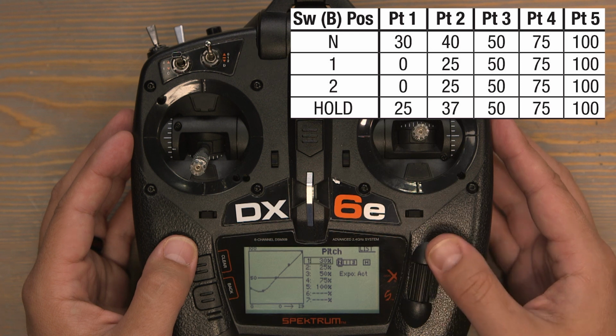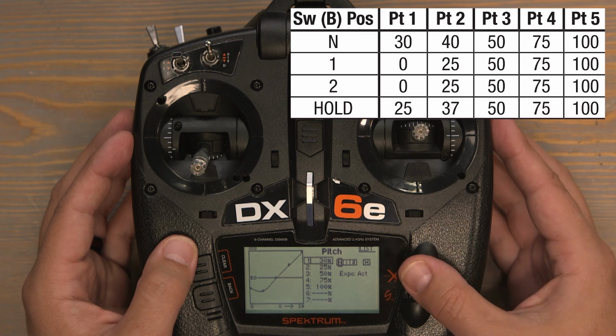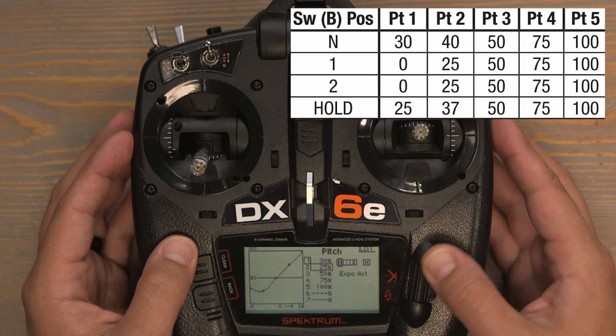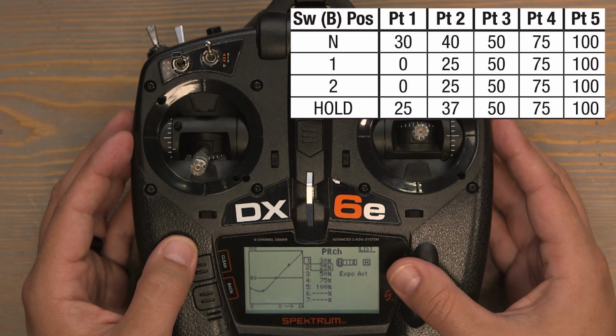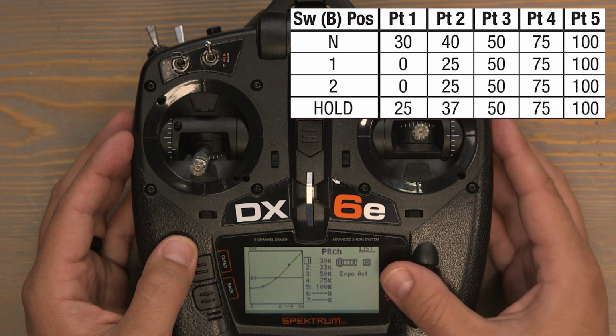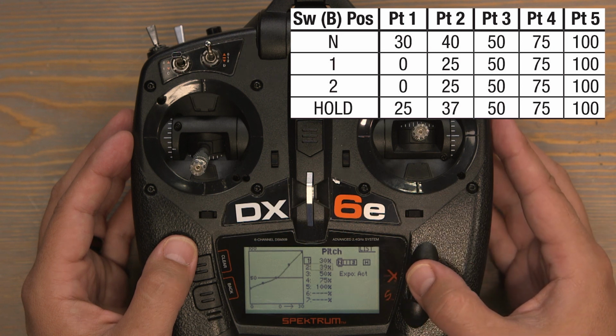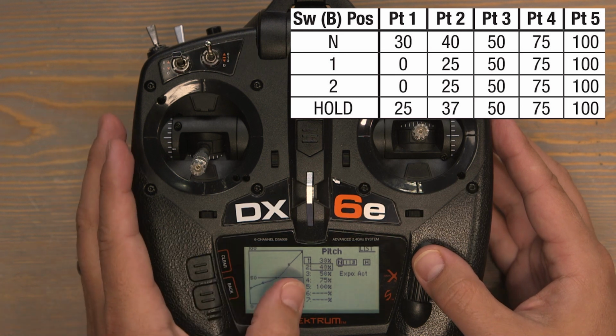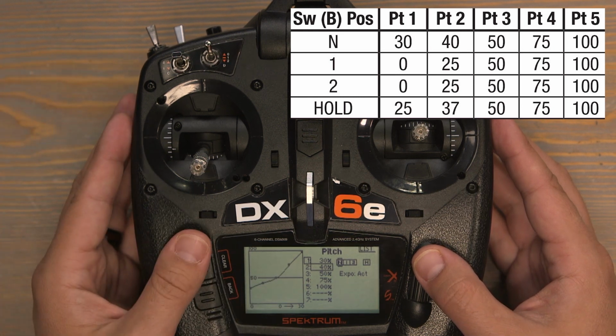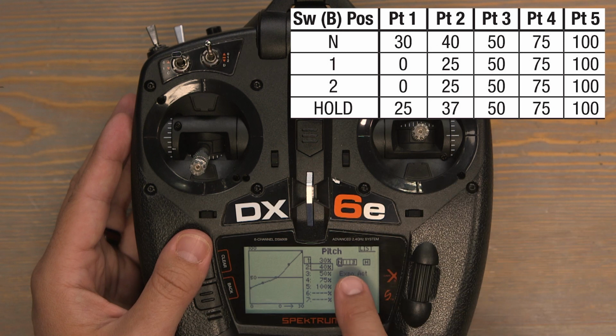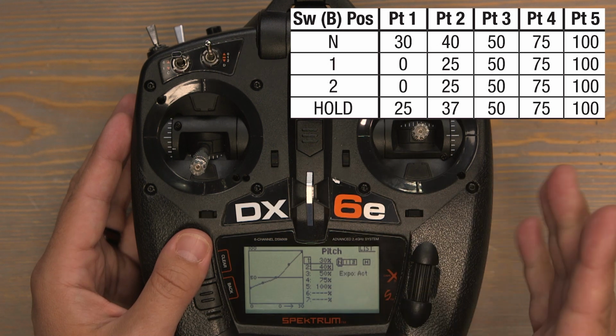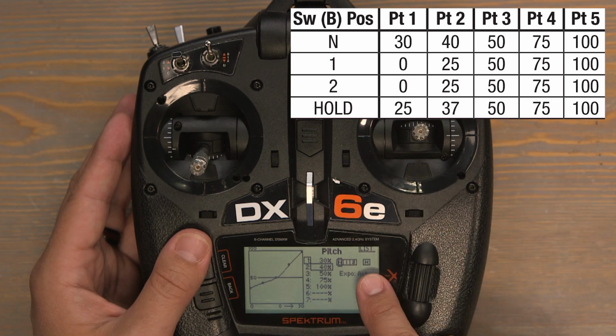Click to lock it in at 30%, and now we'll scroll down to the number 2 pitch point. Click on that 25%, and we'll bump this one up to 40%. And click to lock it in. Endpoints 3, 4, and 5 are all set to where they need to be, as well as positions 1 and 2. However, we do need to set the hold position.